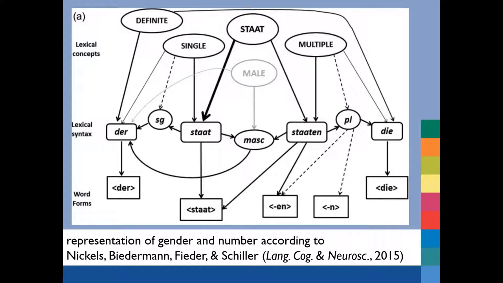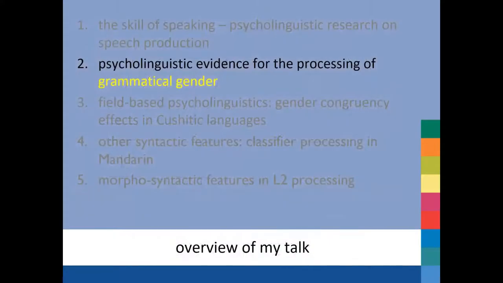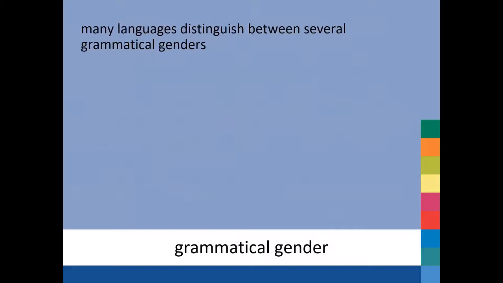This is just to show that the system, even when you just look at one word, seems to be like a network that's really complex and almost impossible to grasp. So it's really challenging to think about how we select the lexical syntactic features when we produce noun phrases on the spot.